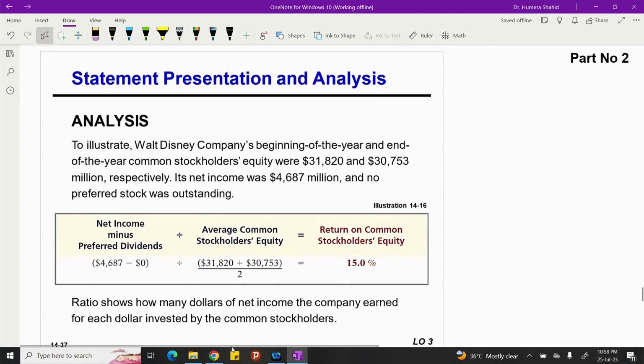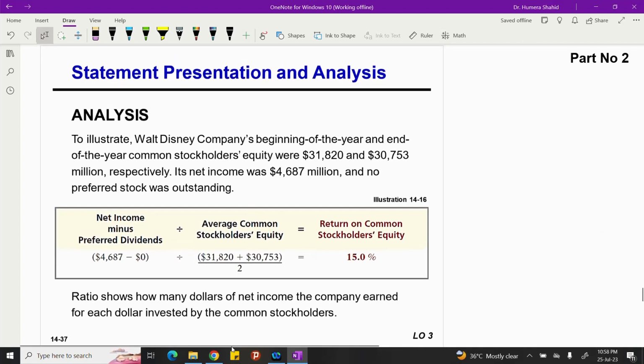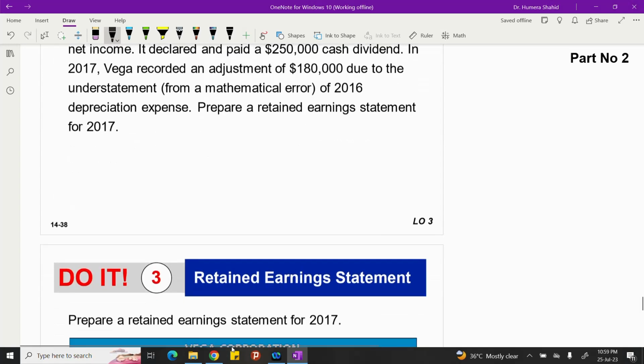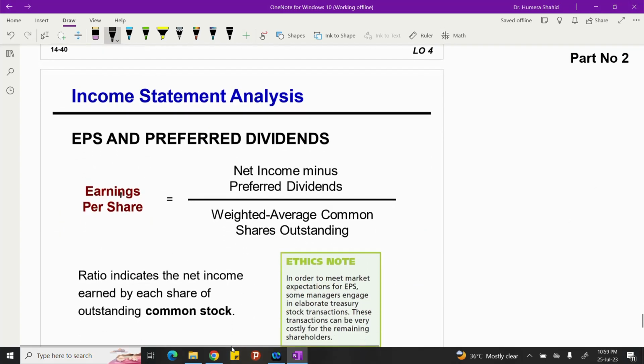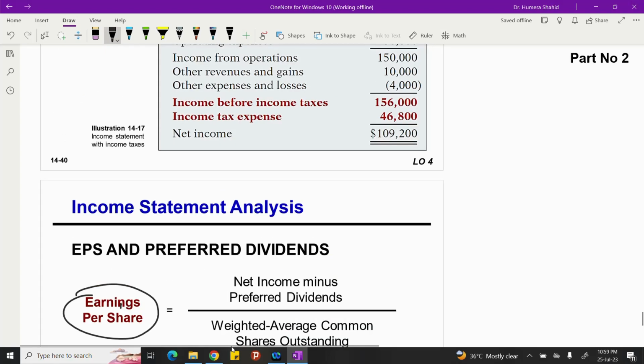There are a few things we need to analyze regarding the owners' equity part of the company's financial statements. So let's see this. We will be calculating two ratios in this case. Firstly, we will be calculating the return on common stockholders' equity. Return means profit on the common stockholders' equity. And the second ratio which we will be calculating will be earnings per share. But in between we have many other things.